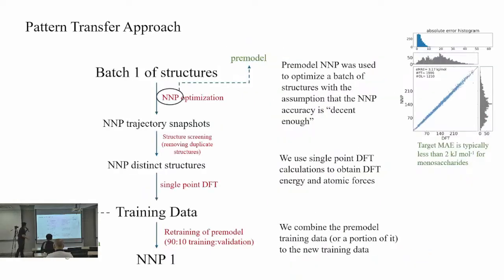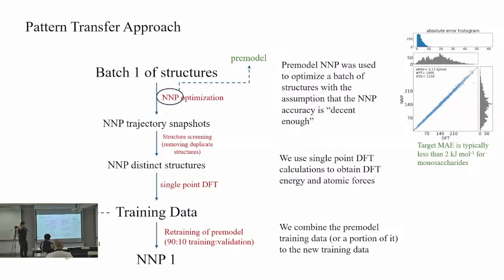The difference now is that we don't need to do direct DFT because we already have an NNP model, right? The idea is that we always want to use what's already available. So we take the pre-model NNP that's already there and perform optimization. This is where the DFT optimization was earlier. Now we replace it with NNP, and then we collect the NNP trajectory.